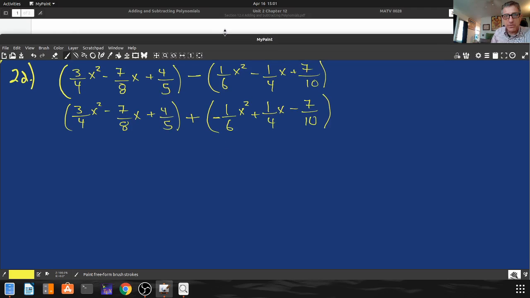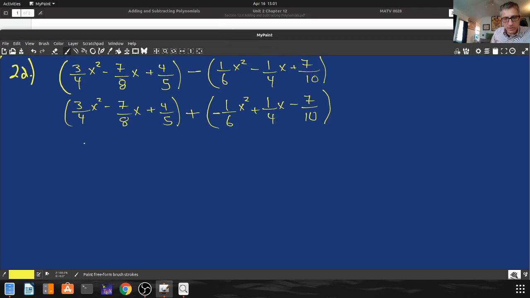Now I'm going to collect like terms. I'm going to give myself some more room. So x squared terms first. 3/4 x squared minus 1/6 x squared.